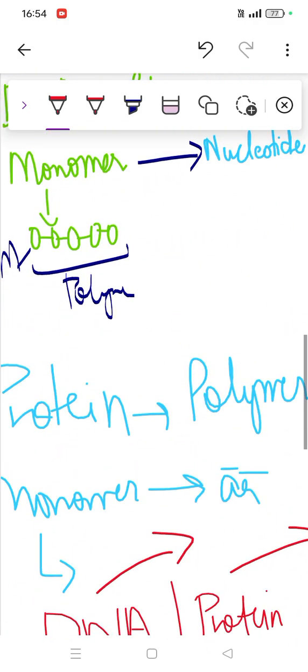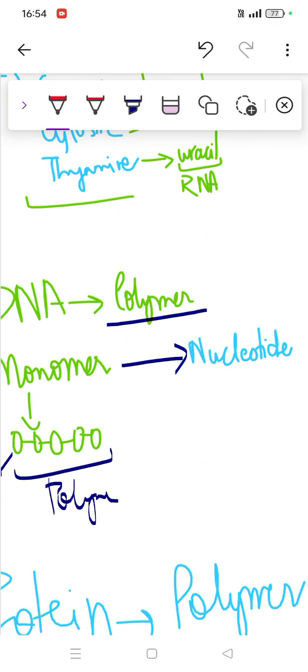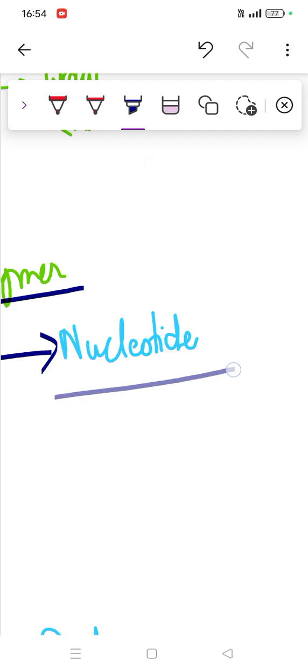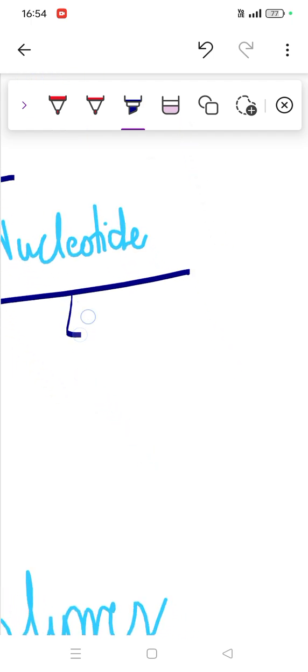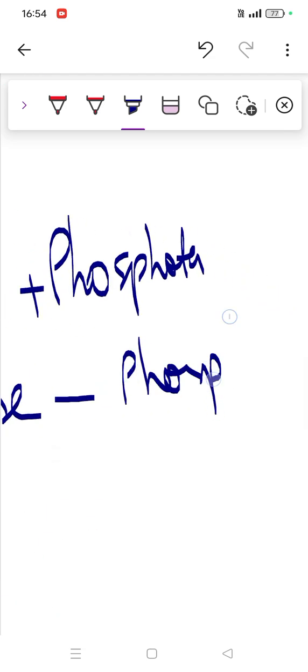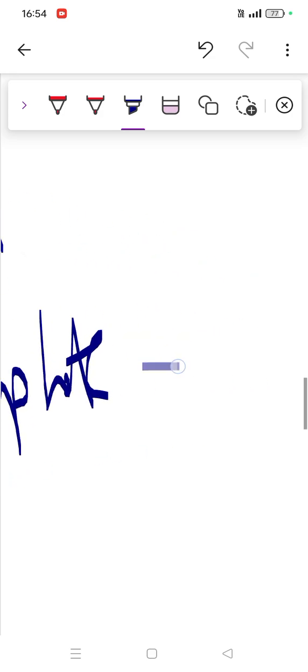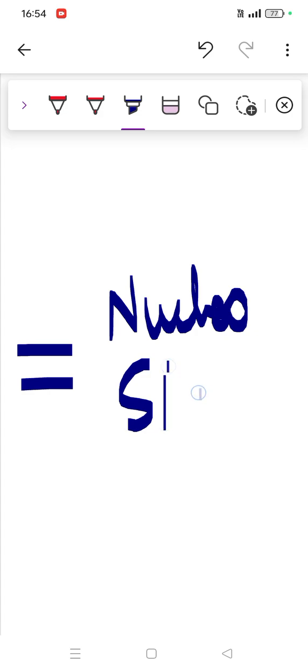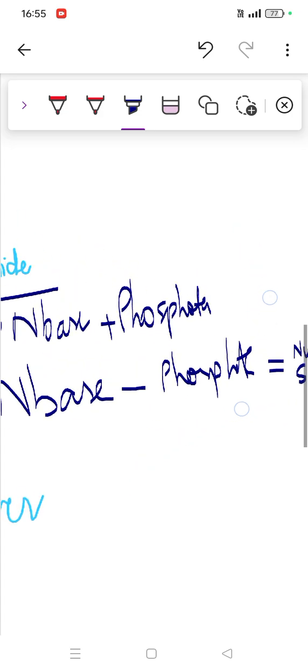Now the DNA monomer is the nucleotide, right? A nucleotide is made up of a nitrogenous base plus a sugar and phosphate. When we take the nitrogenous base and remove the phosphate, that is called a nucleoside. This was also an MCQ, that's why I told you.